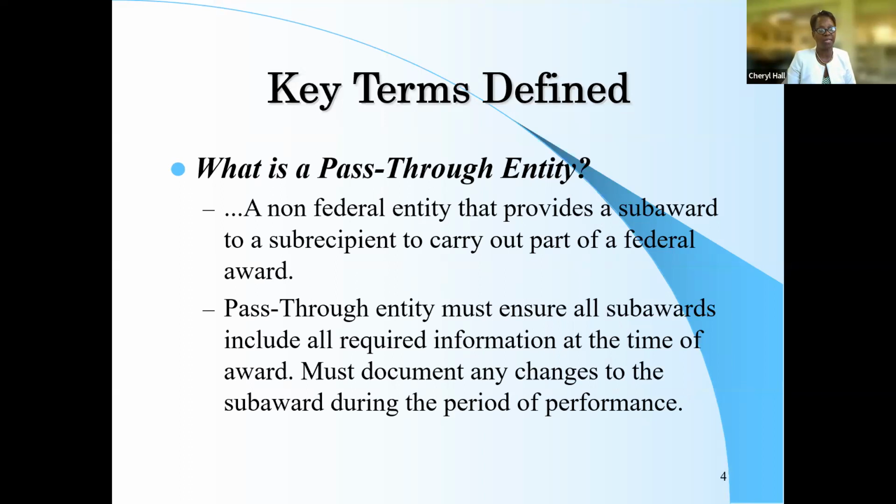A non-federal entity, and that is if the funds are coming from the federal government, that provides a subaward, which means an agreement, to a subrecipient, which means an institution or organization, to carry out part of a federal award. Pass-through entity must ensure that all subawards include all required information at the time of award. Most importantly, they must document any changes to the subaward during the period of performance.